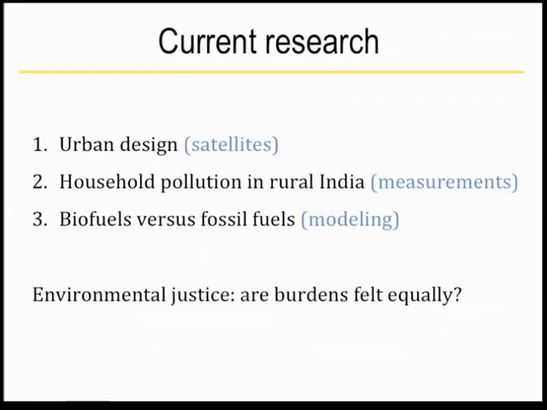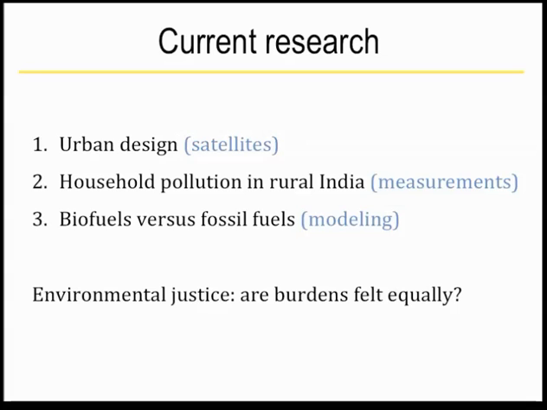So with that, let me move on to three research projects that I'm working on that illustrate examples of those three different approaches that I just mentioned: satellites, direct measurement, and models. And the three projects I'll talk about, one is urban design, that is how the size and shape of a city can impact the air pollution levels in that city. The second is household pollution or indoor air pollution in rural India, and an intervention that we were involved in that tries to reduce emissions and improve exposures in rural contexts. And the third topic is biofuels, and what are the air pollution and health impacts of biofuels versus the fossil fuels that they might displace if we were to use more biofuels.